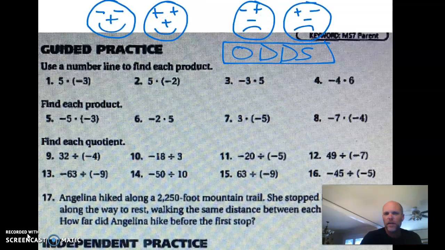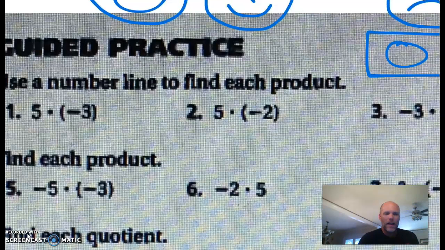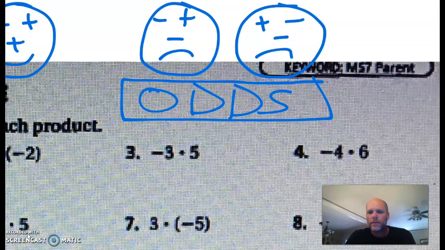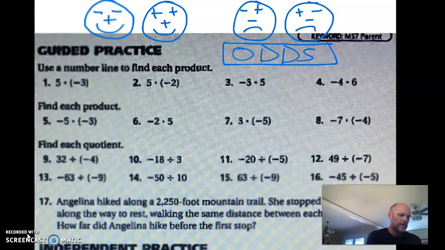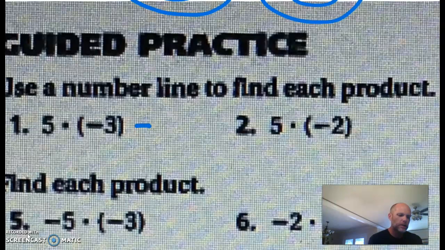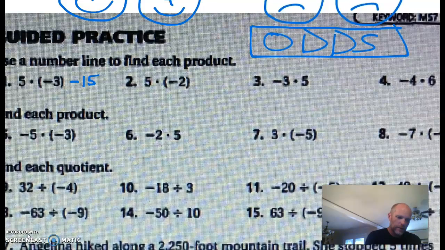I realize that it says use a number line to find each product, but we're not going to worry about that. Number 1. 5 times a negative 3. We have a positive and a negative. So if we look at our signs, the signs are different. Have a negative attitude whenever one of our eyes has been apparently punched, right? That's what it looks like. So that means our answer is going to be negative, okay? And then all we have to know is 5 times 3. It's 15.